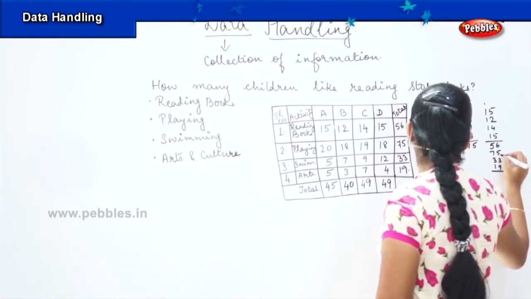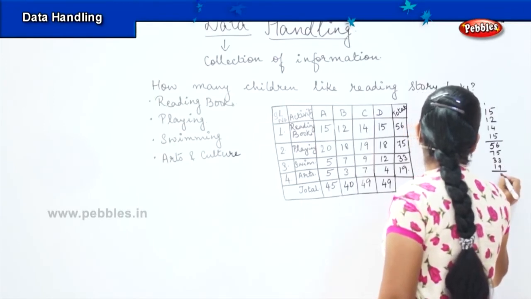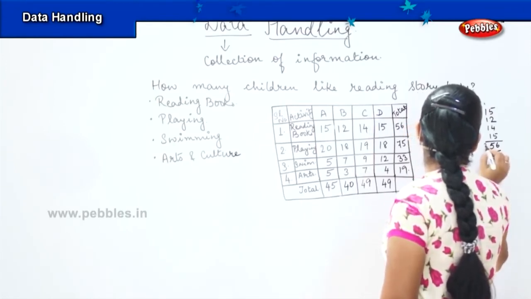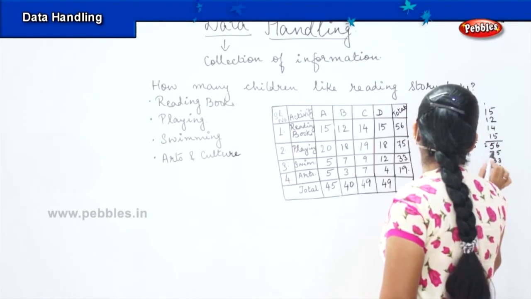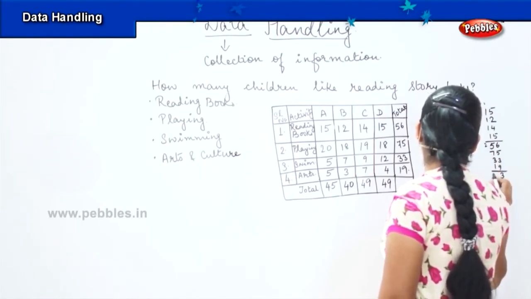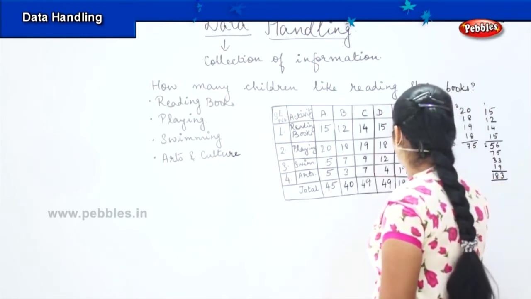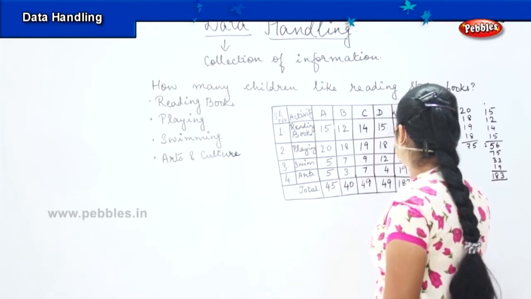So 6 plus 5, 11. 11 plus 3, 14. 14 plus 9 is 23. So 2. 2 plus 5, 7. 7 plus 7, 14. 14 plus 3, 17 and 18. So we have a total of 183 children.